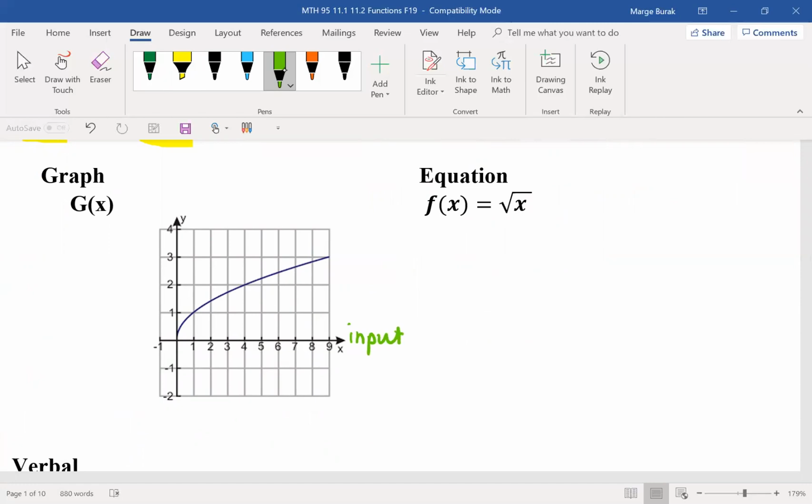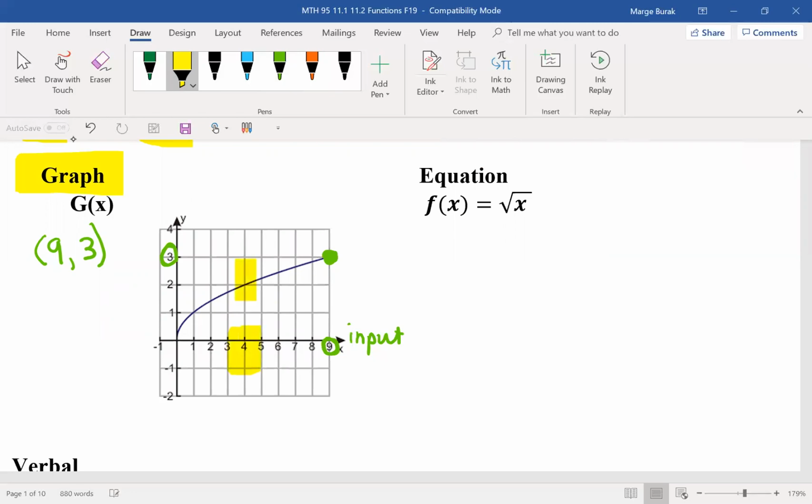If my input is 9, my output, the y, is 3. So you could look at it as if you put in 9, you get a 3. That's the graph. Here's 4. This is the easy one.